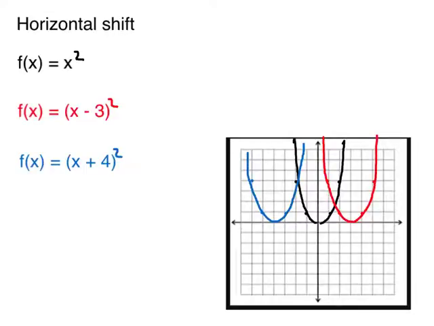When we do a horizontal shift, this means we're shifting left or right. Take a look at the parent function in black. This parent function here sits right in the middle with the vertex right at 0, 0. But when we put it in parentheses and we put a -3 inside the parentheses, it shifts the black graph 3 units to the right. That's kind of different, huh? A -3 shifts it to the right.